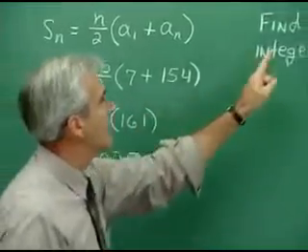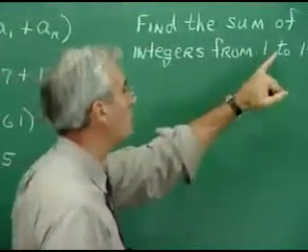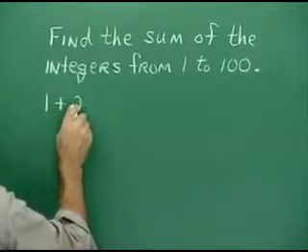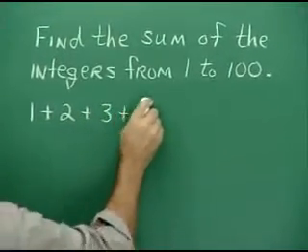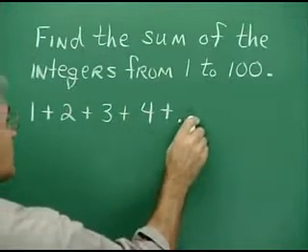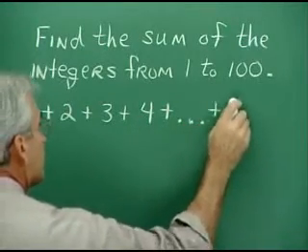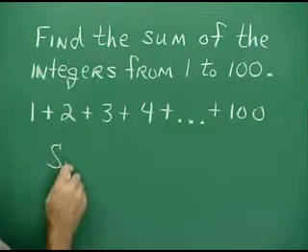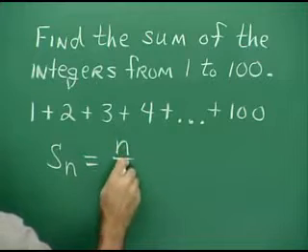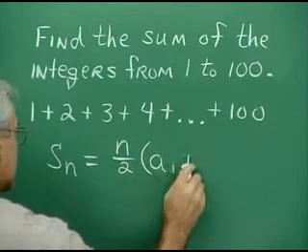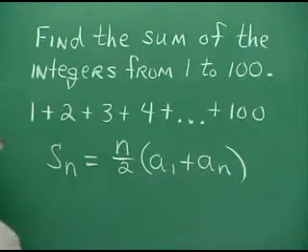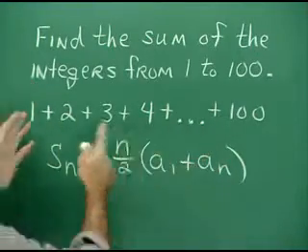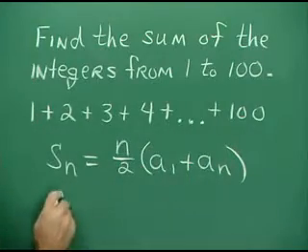In this one, we want to find the sum of the integers from 1 to 100. From 1 to 100, that means we're taking 1, we're adding 2, then 3, 4, and so on, all the way up to 100. All right, we can use our formula. Now, we know that we have a built-in counting mechanism here. We have 100 items. So this is S sub n.